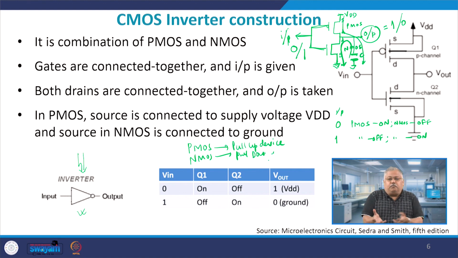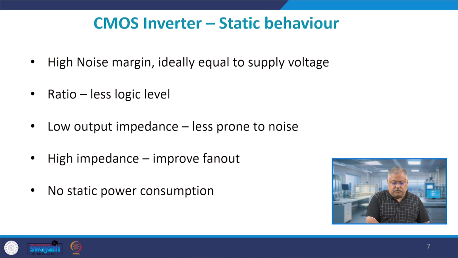Because PMOS is actually pulling up the output voltage to 1 and the NMOS is pulling it down to 0, correct, and that is the reason we define that to be as pull up. So, this is the basic inverter construction or convention which you see. Let me come to CMOS static behavior.